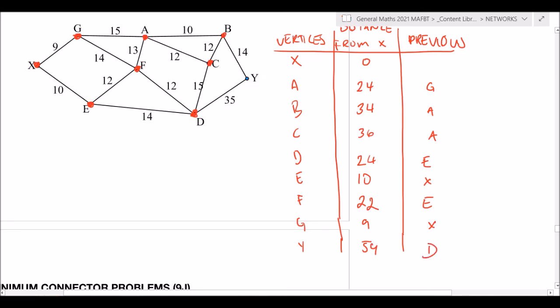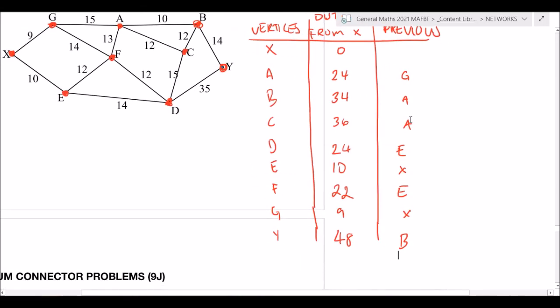So we've visited that. But we haven't checked from B yet, have we? So from B, you've got a weight of 34. And to get to Y from B, you've got 14. So 14 plus 34 will give you 48, which is better than what we have here so far. So 48 from B. So there you go. All of our vertices have been visited. And these are the shortest distances from X. So if we're looking at Y, the shortest distance would be 48.